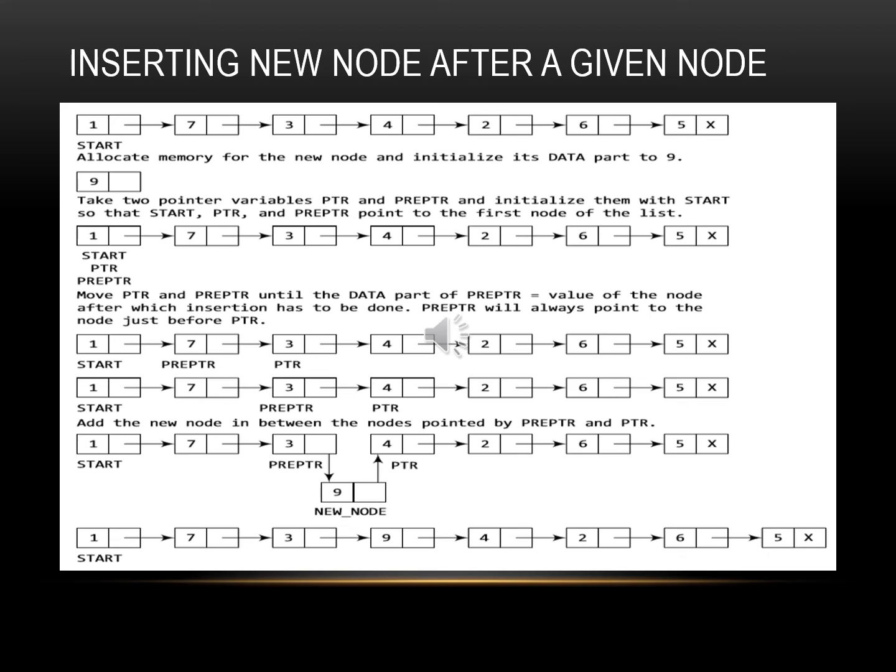So we have to assign the pointer and pre-pointer to start. And then we will start moving the pointer, and pre-pointer will keep moving next to it. That means pointer will move fast and pre-pointer just one node after that. So a time will come when pointer will reach the value 4 and pre-pointer will be at 3. So in this position we have to insert the new node. So the next part of pre-pointer will contain the address of the new node, and the next part of the new node will now contain the address of pointer.